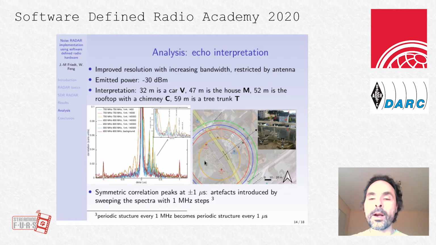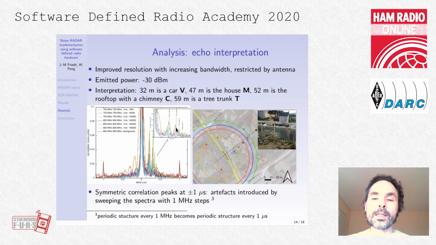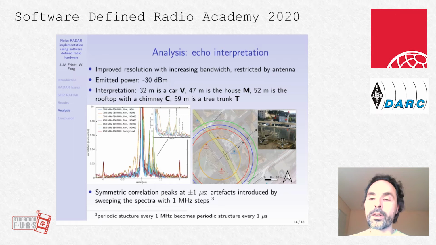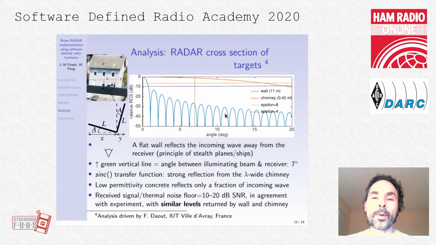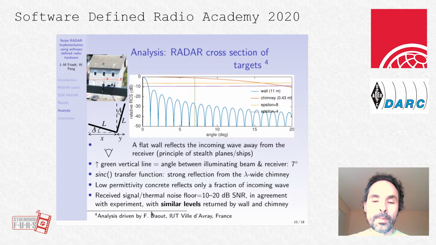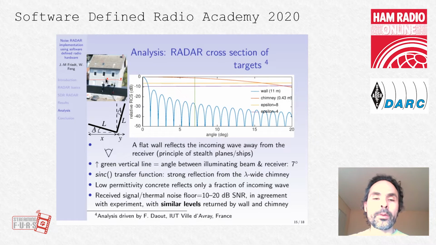So we have a rather consistent image of the surroundings of a radar. Now you see here that the echo attributed to the chimney on top of a roof is about the same amplitude as the echo due to the huge wall. Does it make sense? So the radar cross-section analysis here is driven by Franck Daout from UT Ville d'Avray, and how do you analyze this radar cross section?